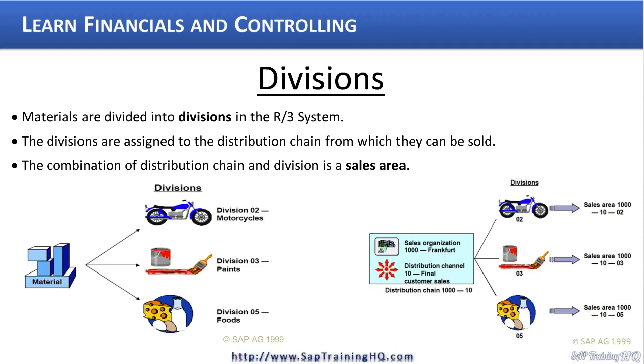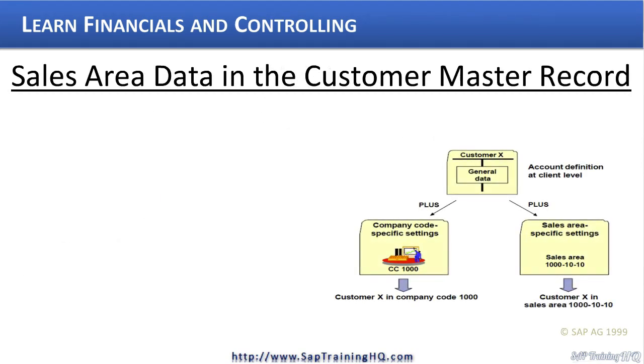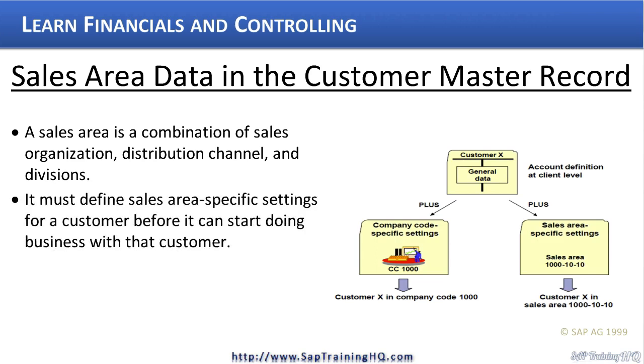Next, let's find out why it is important to enter sales area data in the customer master record. As depicted in the image on this slide, customer master creation includes three settings: general data, customer code settings, and sales area specific settings. A sales area, which is a combination of sales organization, distribution channel, and division, must define sales area specific settings for a customer before it can start doing business with that customer. This could be special conditions and terms of payments that the customer has arranged with the specific sales area.